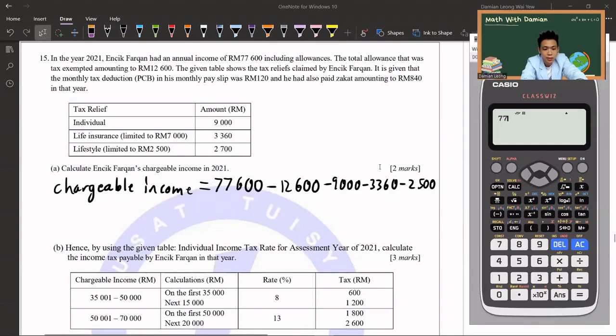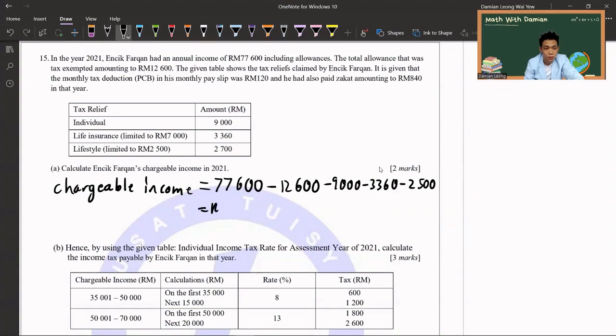So 77,600 minus 12,600 minus 9,000 minus 3,360 minus 2,500. Which will get chargeable income of 50,140. Make sure you don't go and minus zakat from the chargeable income. Zakat is a rebate, not part of the relief. It's a rebate instead of a relief.